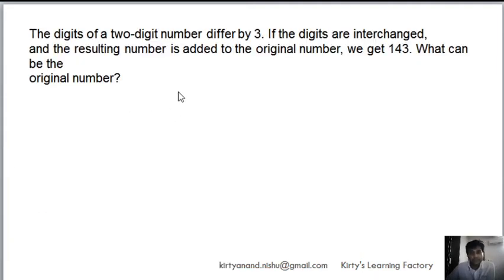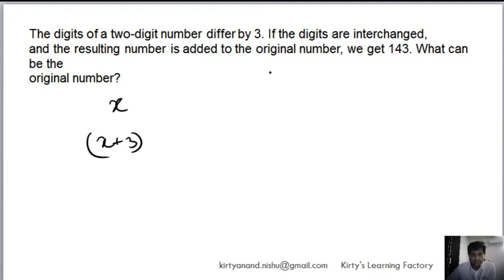Yeah. Now we have another problem here which says that digits of a two-digit number differ by 3. If the digits were interchanged and the resulting number is added to the original number, we get 143. What can be the original number? So it's a two-digit number. Let's say one digit is x, therefore the other digit will be x plus 3. We don't know which digit is in which place.